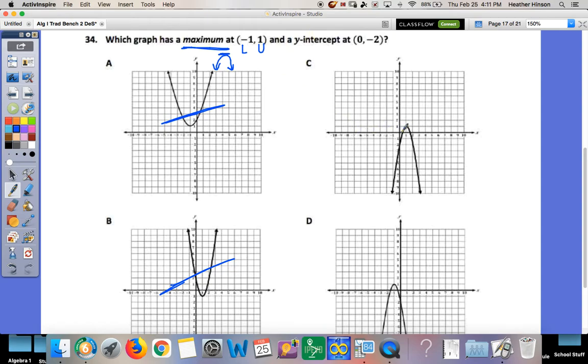So this one goes right 1, up 1. That's (1, 1). D goes left 1, up 1. That's (-1, 1). So C is wrong because it's not -1. And you can always double check your y-intercept. That is at -2. So D is your correct answer.